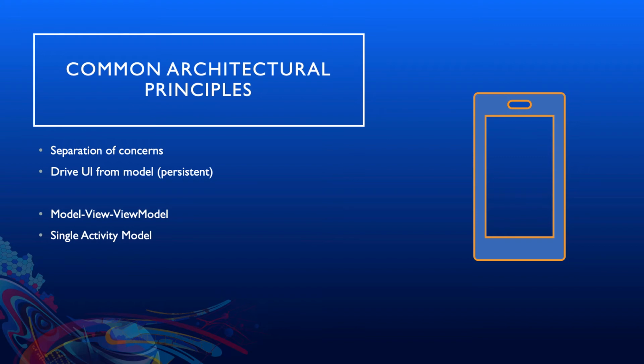By basing your app on model classes with the well-defined responsibility of managing the data, your app is more testable and consistent. So we should always be driving a UI from the model. So the view model pattern, an architectural pattern, ties in the positives of separation of concerns and driving the UI from the model. We also follow what is known as a single activity model, where in the entire app we just have one activity and all the transitions between UIs happen using fragments.